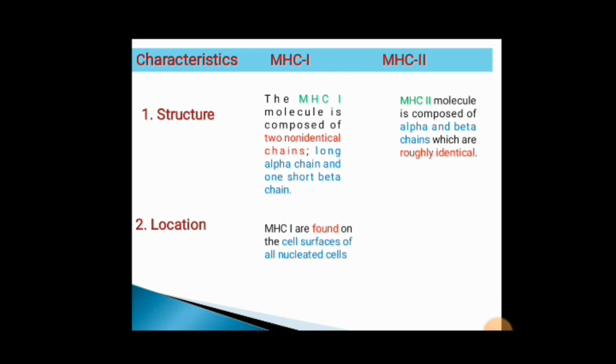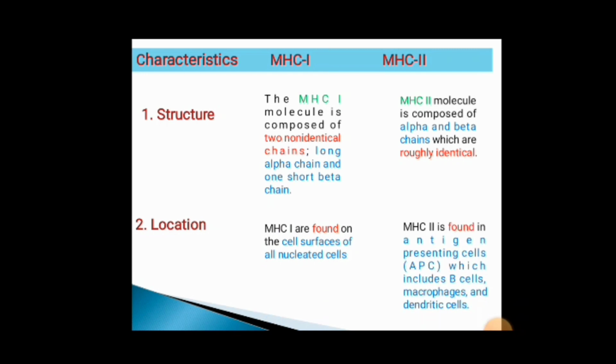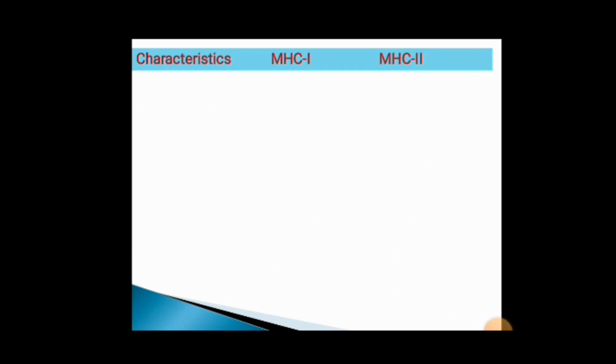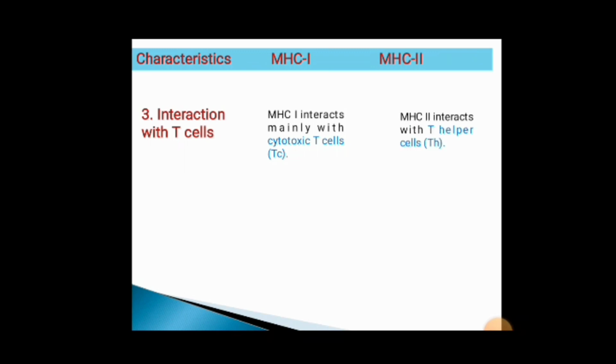Location. MHC I are found on the cell surface of all nucleated cells. And MHC II are found on antigen presenting cells, which include B cells, macrophages and dendritic cells. The locations of MHC I and MHC II were also already discussed. Now the interaction with T cells. MHC I molecules interact mainly with cytotoxic T cells, whereas MHC II interacts with helper T cells.